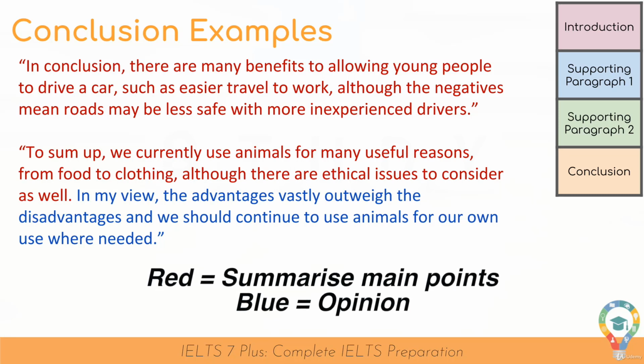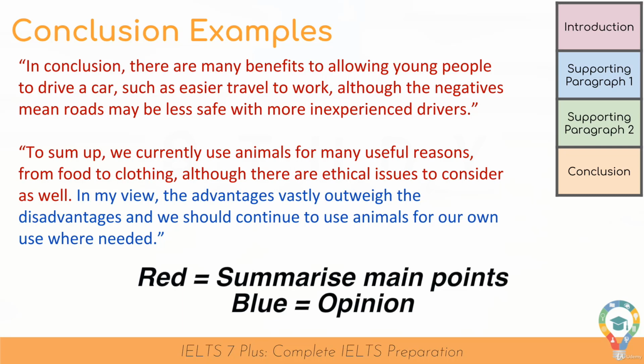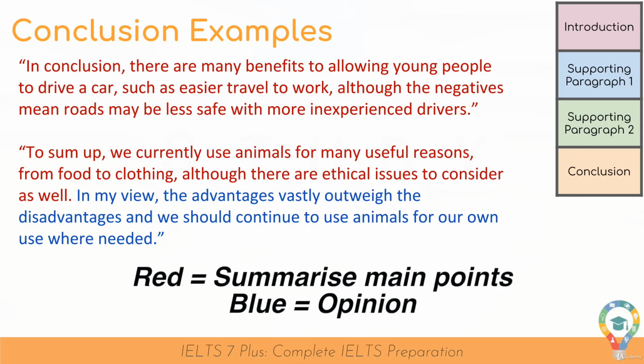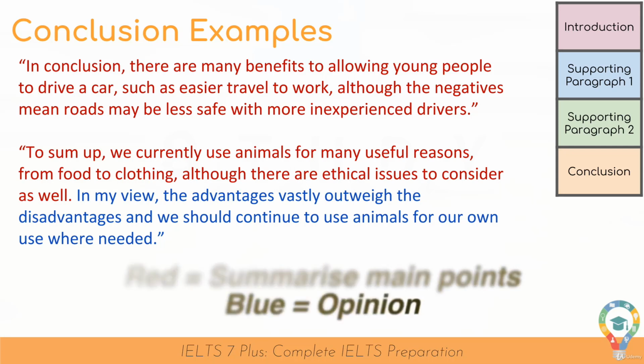And conclusion number 2, to sum up, we currently use animals for many useful reasons, from food to clothing, although there are ethical issues to consider as well. In my view, the advantages vastly outweigh the disadvantages, and we should continue to use animals for our own use where needed. So here are two examples of a one-sentence and two-sentence conclusion. Now, I did say that problem-solution questions require a slightly different approach. So as the final part of this lesson, let's take a look at that.